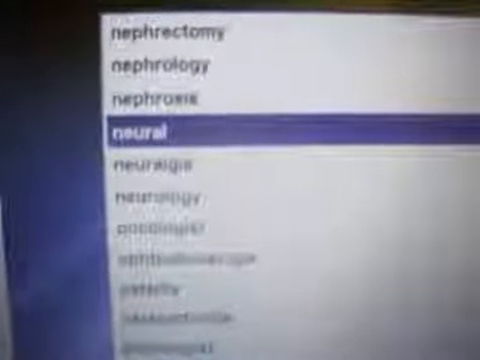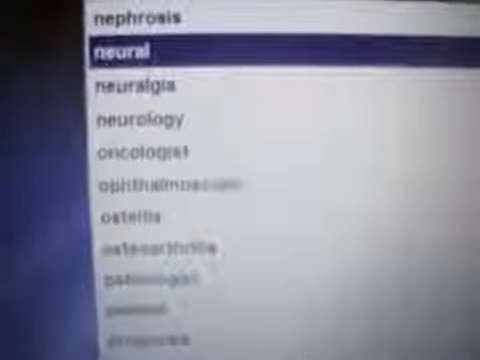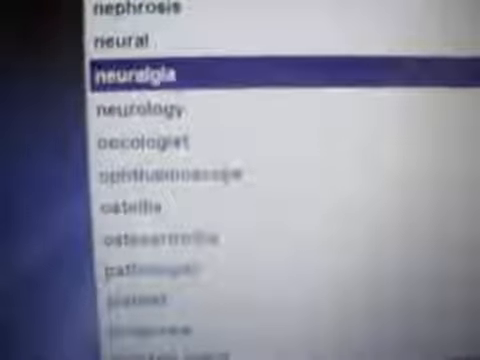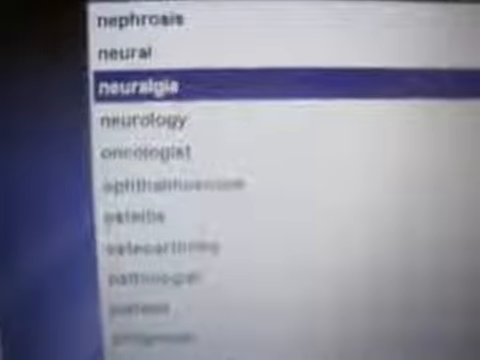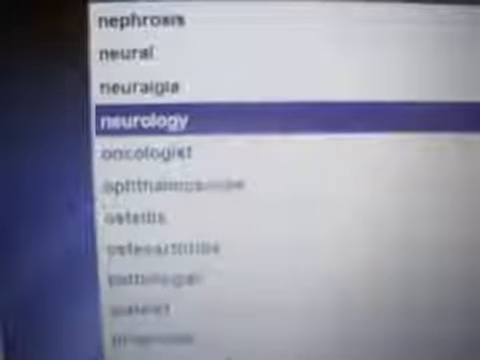Neural. The suffix -al means pertaining to. Neural means pertaining to a nerve or nerves. Neuralgia. Neuralgia is nerve pain. Remember the suffix algia, A-L-G-I-A, means pain. Neurology. Neurology is the study of nerves and nerve disorders.